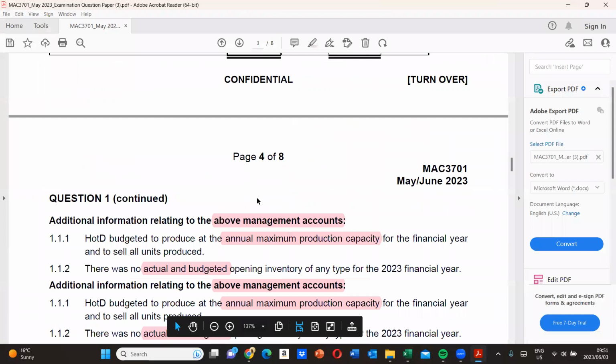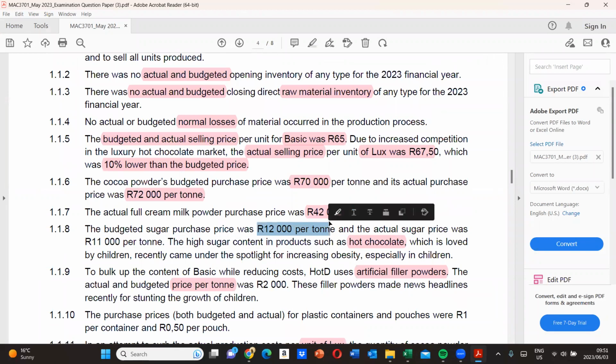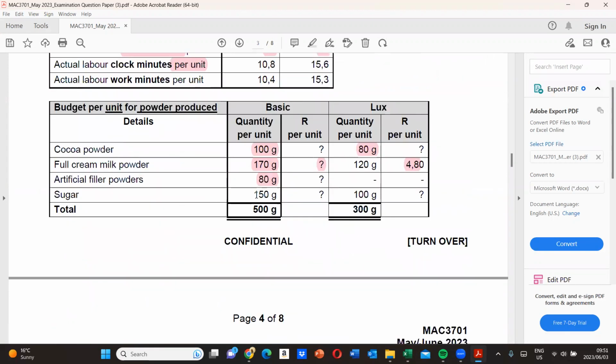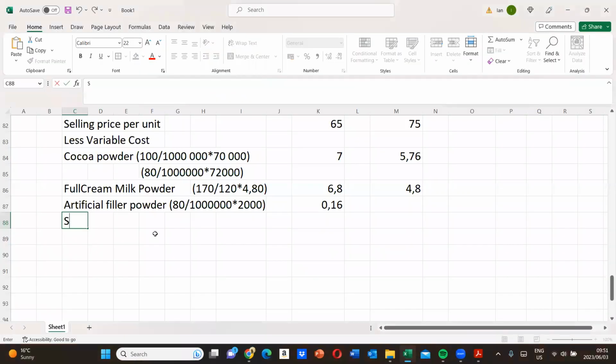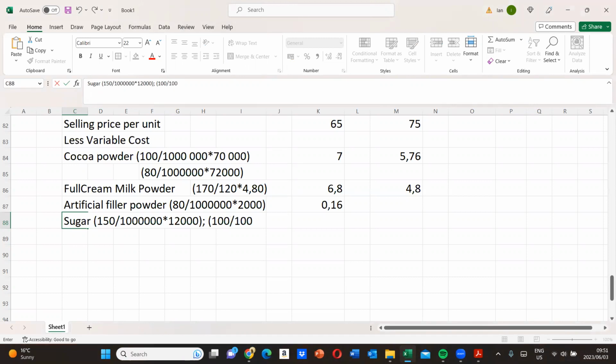So we have sugar. What is the cost of sugar? The budgeted sugar purchase price was 12,000 rand per ton. So this is what the sugar cost. In this regard, we look at sugar as well. You can just take 150 divided by 1 million, and then we multiply with 4,000. And then the other one, we have sugar, 100 divided by 1 million times 4,000.